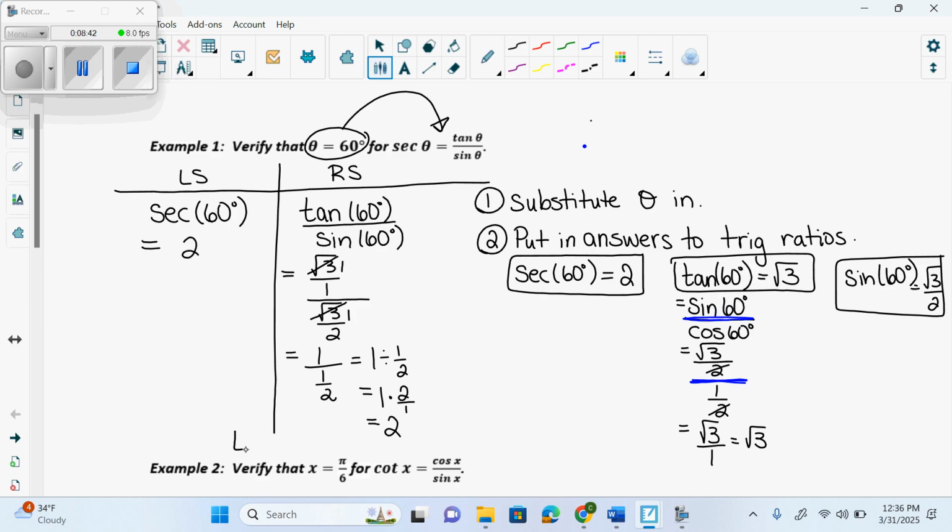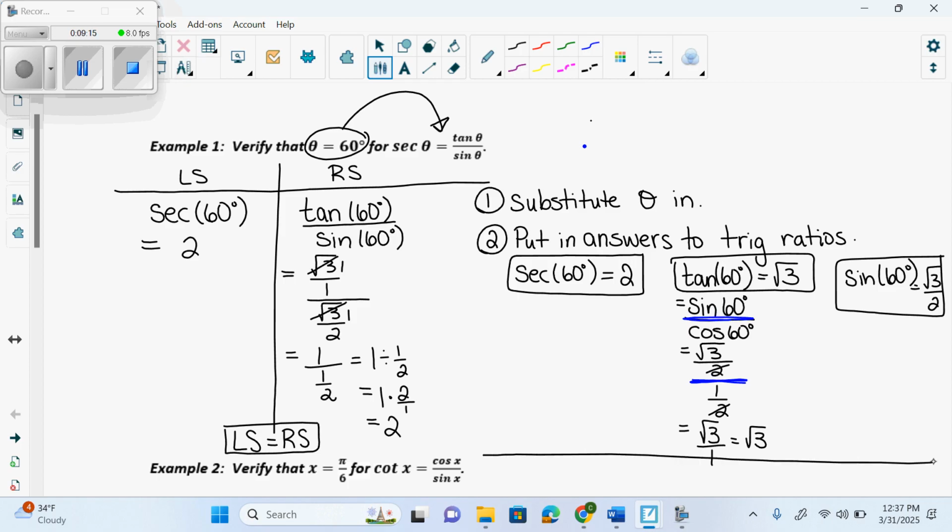Then we have to say LS equals RS. If you don't say this, you will lose 0.5 on the diploma. This part here is very important. LS equals RS. Because you've just verified that the left side equals the right side. They both equal 2. Kind of make a little bit of sense? So that's what I mean. That very first step is to plug in your answer. And then your next step is to plug in your theta, or your x in the next one. And then get the answers off to the side. All right.